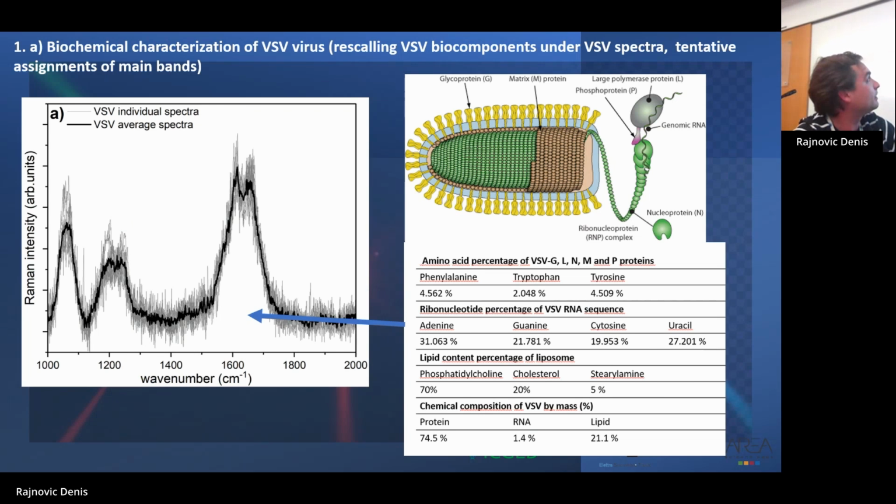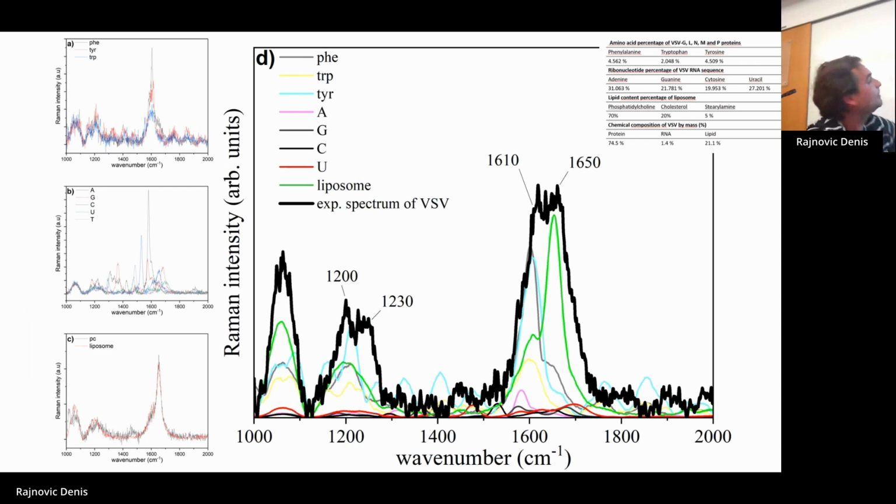First I measured all the spectra. On the left panel, you can see, starting from above, the spectra of amino acids, nucleotide, liposomes. Each of the spectra are multiplied with the total mass per virion, which for protein is 74.5%, for RNA is 1.4%, and for the lipid is 21.1%, and I rescale them under the VSV spectrum.